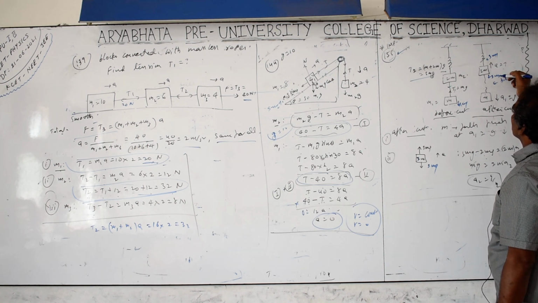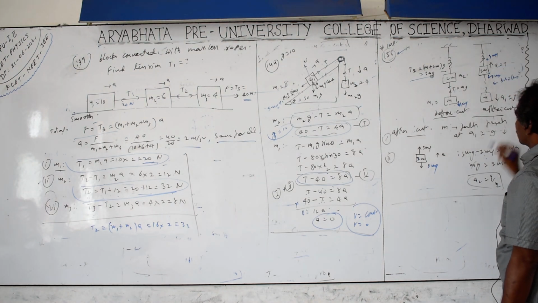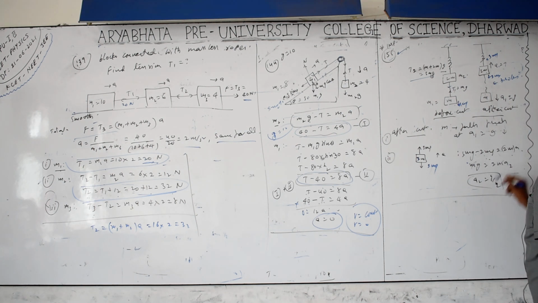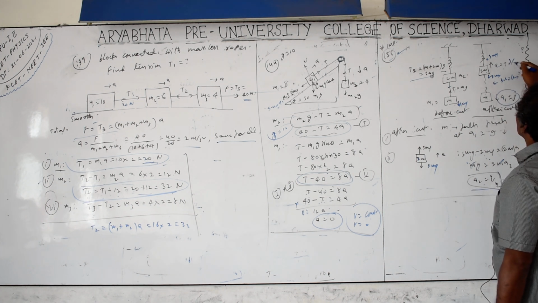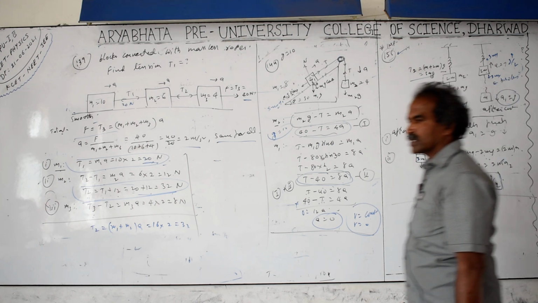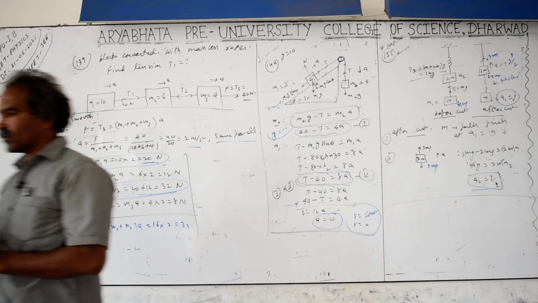So 3mg minus 2mg equals 2m into a. Then this is going to be mg equals 2m into a. m cancels, acceleration equals g by 2. So one acceleration is g, another acceleration is g by 2 in the upward direction. One is freely falling in the downward direction.